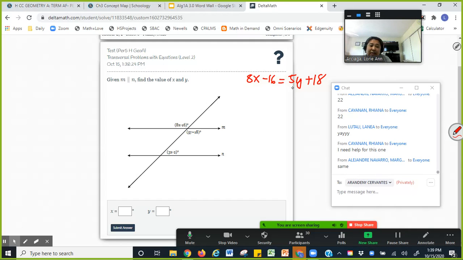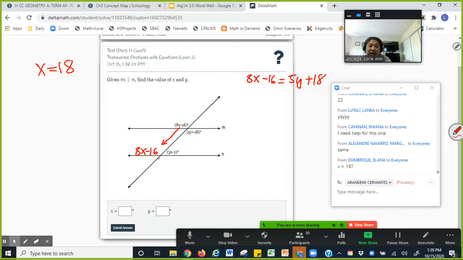Now look at this one. Can you find a place where we can also put 8x minus 16? Ilana said 18 for x. Okay, I'm going to write that down, Ilana. Is there another place where you can put 8x minus 16? Remember, if you slide that down, that's going to be corresponding angles, right? So that's going to be 8x minus 16 also. You guys get me so far?